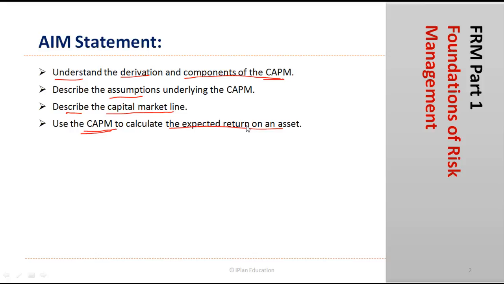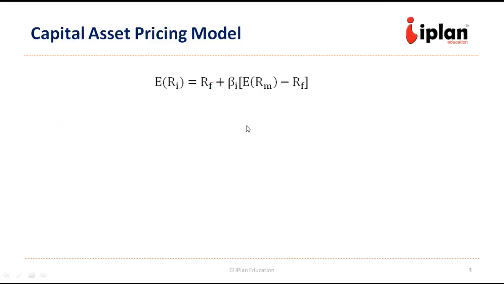So let us start with the basics of CAPM. This is the formula. The expected return of a particular asset can be given as risk-free rate plus beta, which is a coefficient, into expected return on market portfolio minus risk-free rate. So this difference will give us market risk premium.